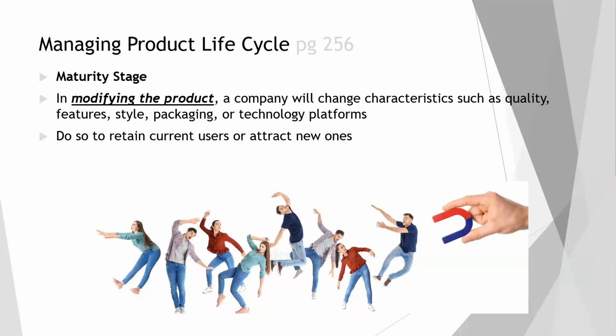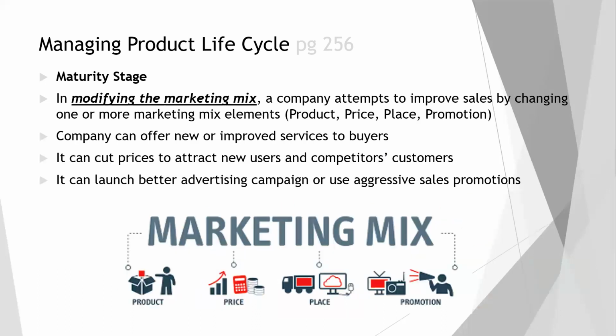Now, in modifying the product itself, a company is going to change the characteristics of the product. They could change things like the quality, the features, the packaging, the style, or even the technology platform. And they do this because they want to retain current users or attract new ones by adding new parts, features, styles, packagings, things that will hopefully attract new users.